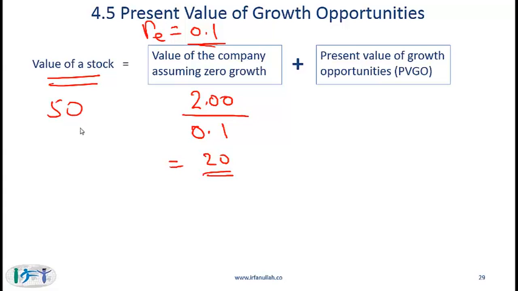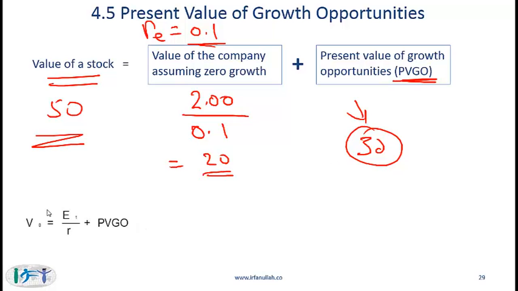But the value is actually 50 per share. So this means that the remaining 30 must be because the company is growing. And this 30 is called PVGO, which stands for the present value of growth opportunities. So that is the relatively straightforward concept over here.